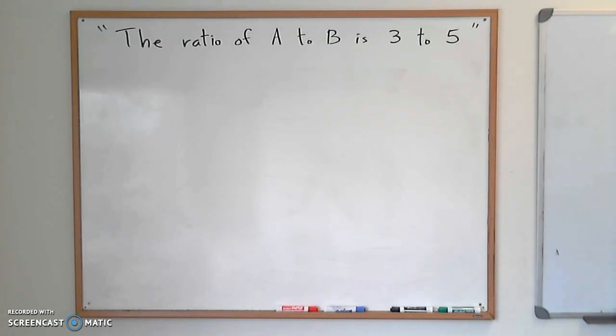Remember that when we write these, the order is very important. So when we see a statement like the ratio of A to B is 3 to 5, we have to make sure that we put the right numbers in the right places. A over B equals 3 over 5.